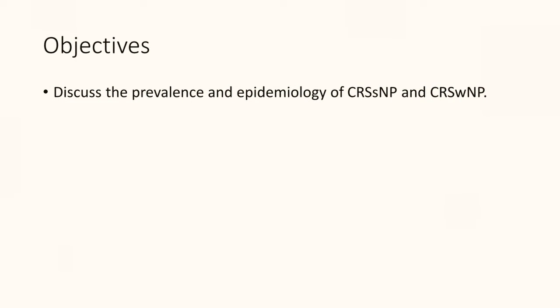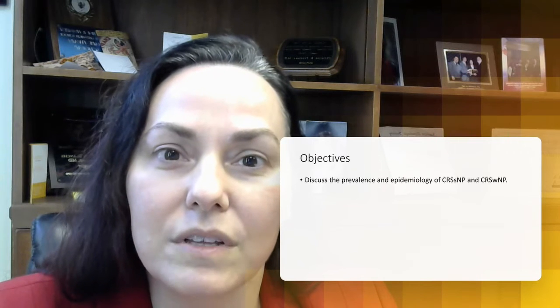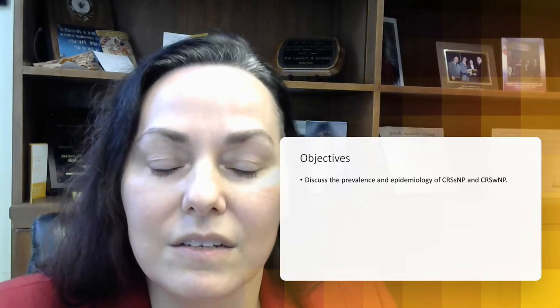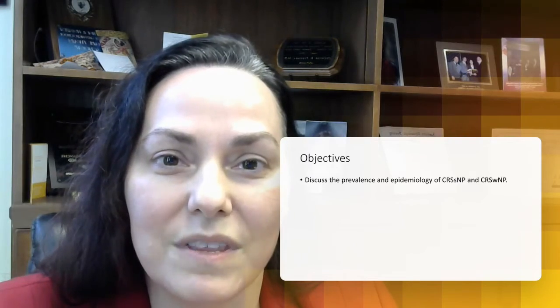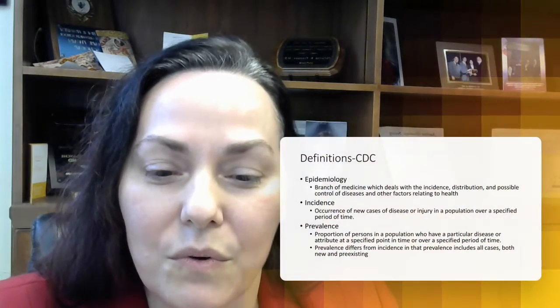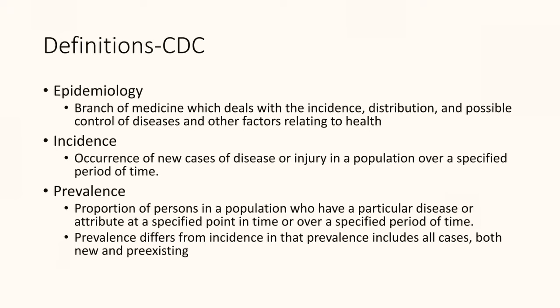Today we are going to discuss and quickly review the prevalence and epidemiology of our most beloved disease, chronic rhinosinusitis with and without nasal polyps. So, of course, we have the perfunctory definitions that we start with, just so that we're all on the same page. Whenever we're talking about epidemiology, we're specifically referring to a branch of medicine that deals with the incidence, distribution, and possible control of different diseases and other factors related to health in our population.